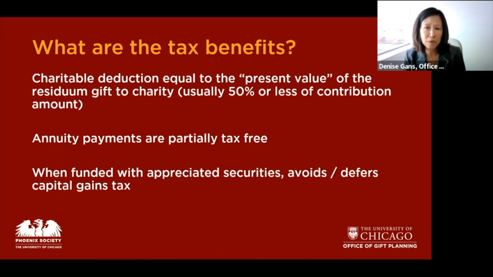Furthermore, if you fund an annuity with appreciated securities, the capital gains tax that's built in those appreciated securities is not going to be taxed when it's transferred to fund the annuity. Rather, it's going to be partially reduced by a portion that's attributed to the ultimate charitable gift, and that remaining capital gains is going to be spread out over the life of the annuity payments. So that is a real capital gains tax advantage to donors who are funding with appreciated securities.